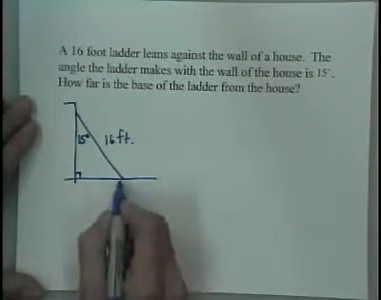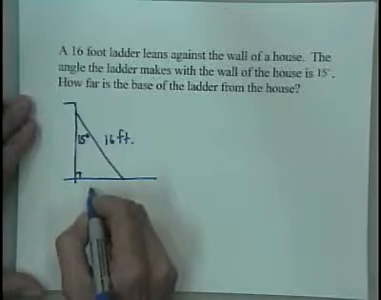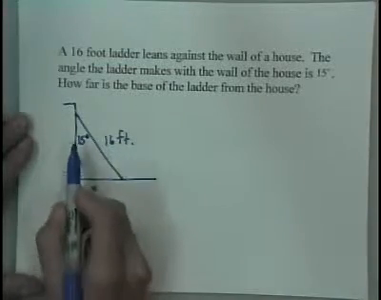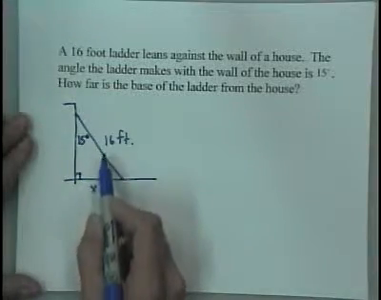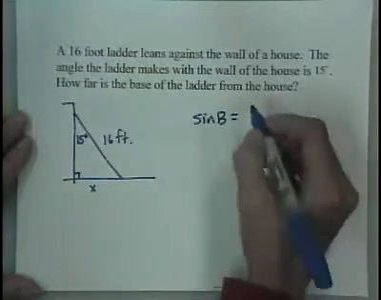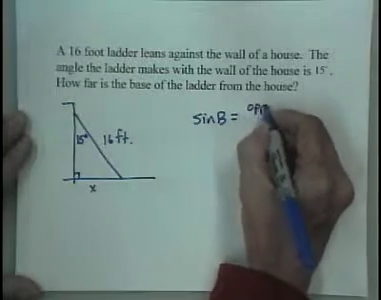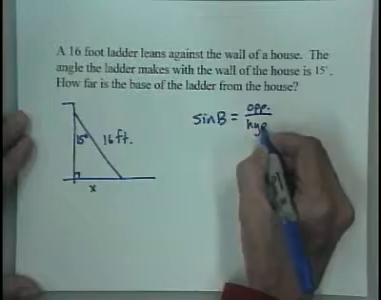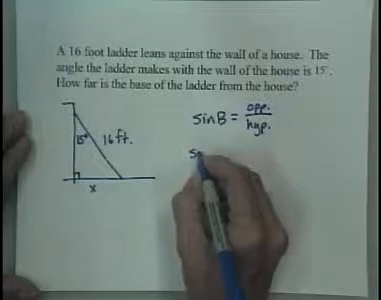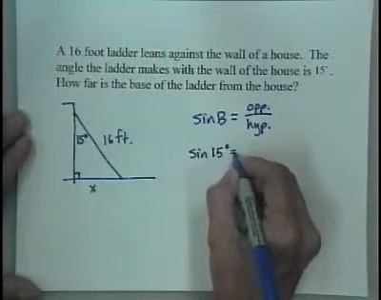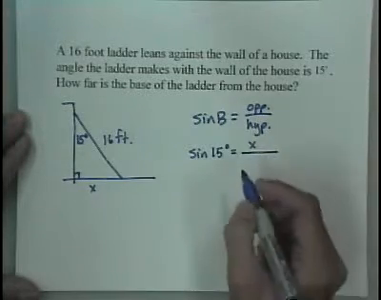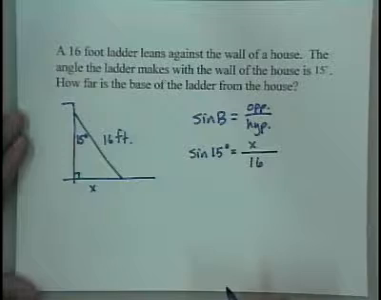What we want to know is how far is the base of the ladder from the house, so let me label that x. What I see labeled in my triangle are an angle, the side opposite, and the hypotenuse. Remember that the sine of some angle is the ratio of the opposite side over the hypotenuse in that triangle. Filling in the information that I'm given in my problem, the sine of 15 degrees is equal to x, the length of the opposite side and what I'm looking for, divided by 16.